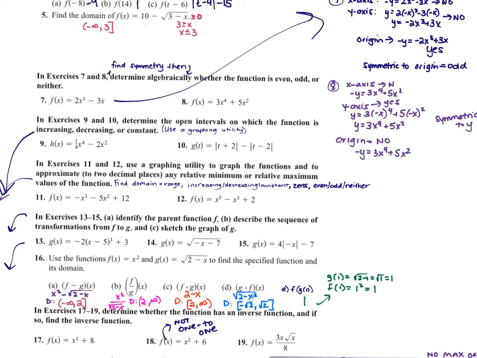Finding decreasing and increasing. So for 9 and 10 is where the graphing calculator would come into play. 11 and 12 was domain, range, increasing, decreasing, constant, zeros, even, odd, and neither. So if you wanted to highlight 11 and 12, that's like the one you're going to get with your graphing calculator. Okay, so you'll get the function and you'll answer the questions based on your graphing calculator. Make sure you know how to find your max and your min and your zeros on your calculator. It's going to make your life a lot easier.